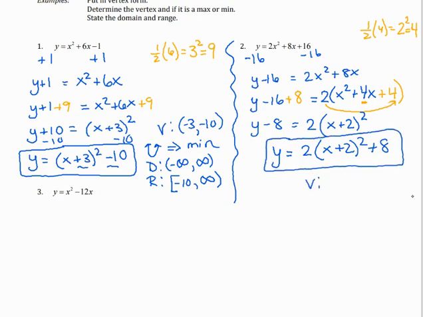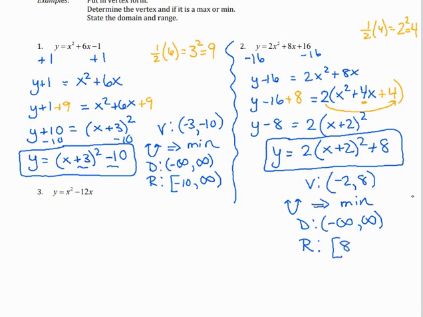Our vertex in this case is h, k: negative 2, positive 8. The graph is going to open up again because it's a positive a value, so that means I'll have a minimum. The domain is all real numbers, in interval notation, negative infinity to infinity. And the range, since it opens up, it means the lowest point is 8 and the highest is infinity.